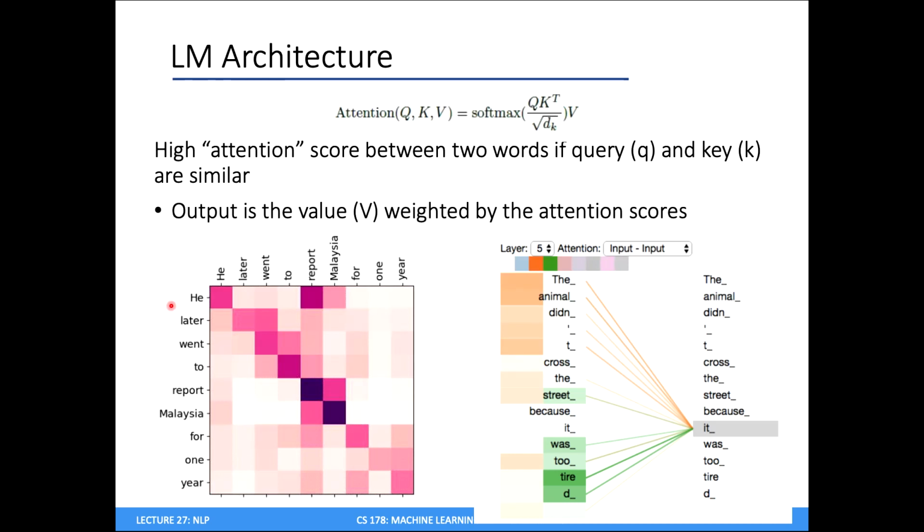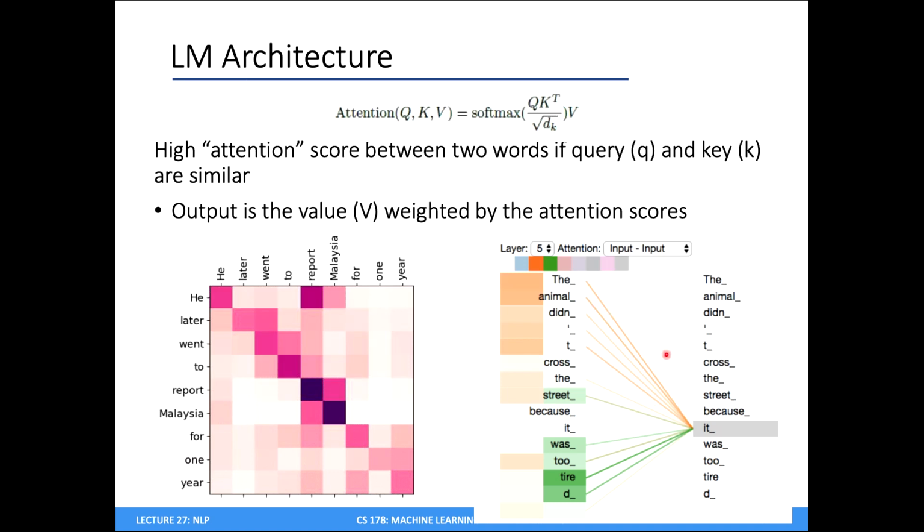Maybe I have a sentence like, he later went to report Malaysia for 1 year. Okay, maybe not a grammatical sentence. But between every pair of words, I have an attention score, which tells me how similar the words are in the sentence. And if you remember that problem we had with bag of words, it doesn't pay attention to word ordering, it doesn't pay attention to context. And really that's what this attention mechanism is trying to do. It's trying to tell me what words in my sentence are important for each other word in my sentence.